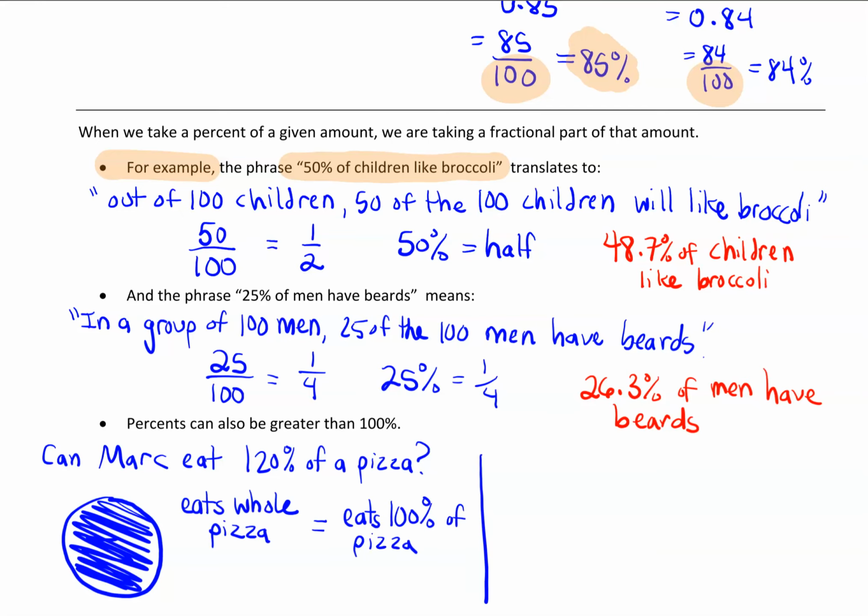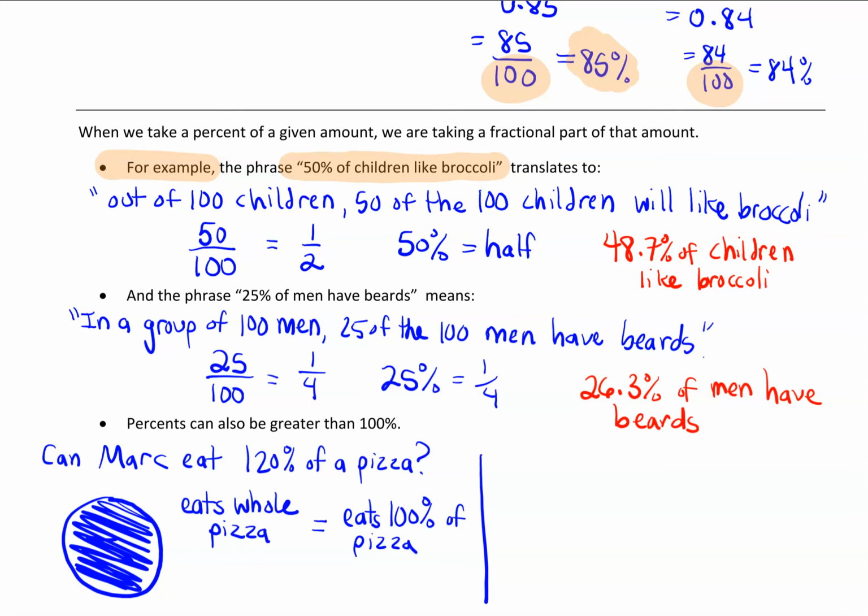100%. So if he eats the whole pizza, he eats 100% of the pizza. So can he eat more than the whole pizza? No, right? He can't eat 120% of the pizza. He eats 100% of it and it's gone. So in this context, when that 120% is referring to a pizza, you can't eat more than 100% of the pizza because then it's gone.